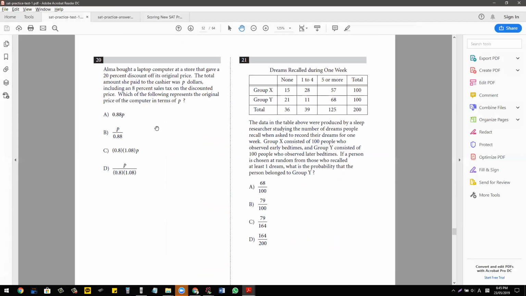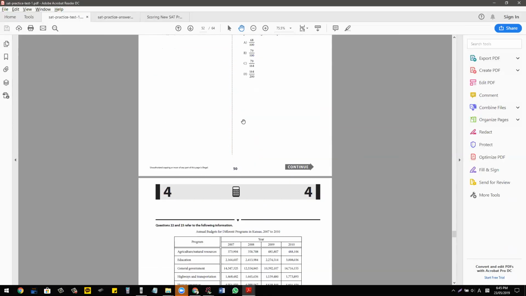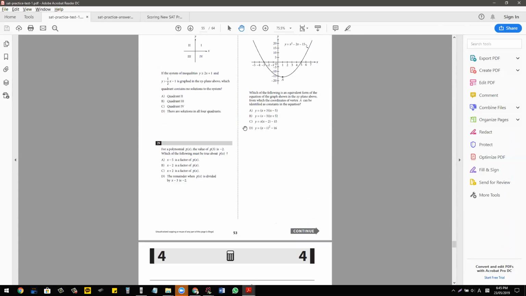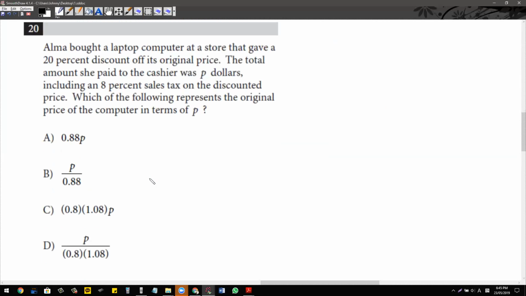Question 20 there. Let's go through that one. At least we can do the first half of section 4, I think. We can finish that. So Alma bought a laptop computer at a store that gave a 20% discount off its original price. The total amount she paid to the cashier was P dollars, including an 8% sales tax on the discounted price.